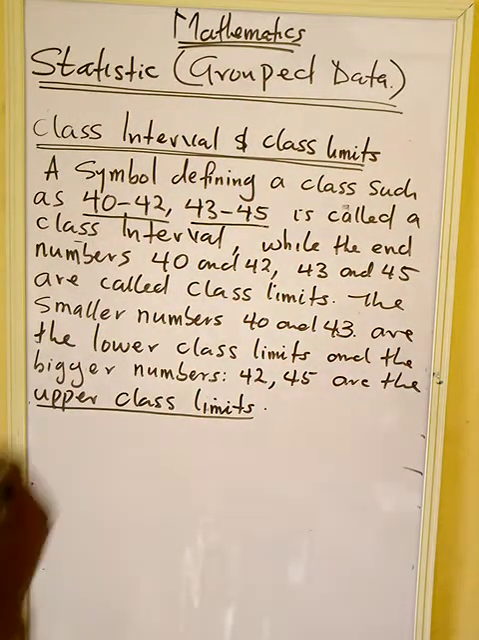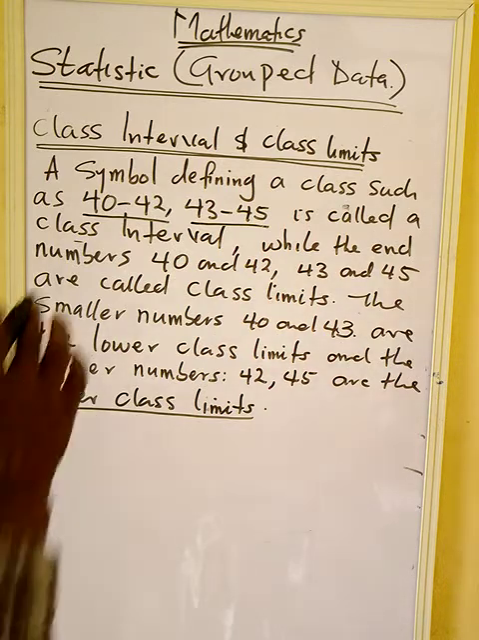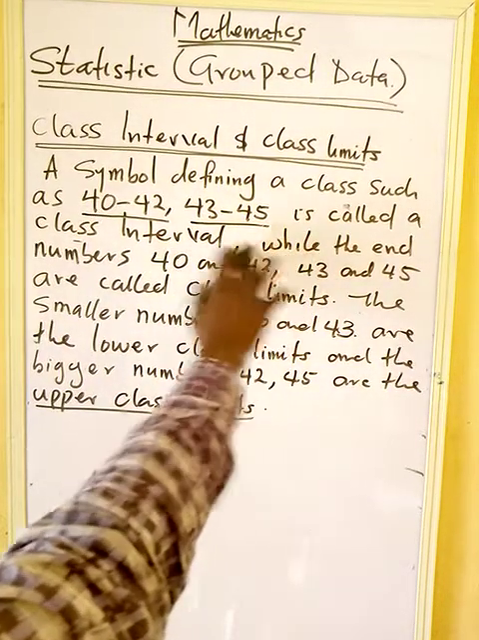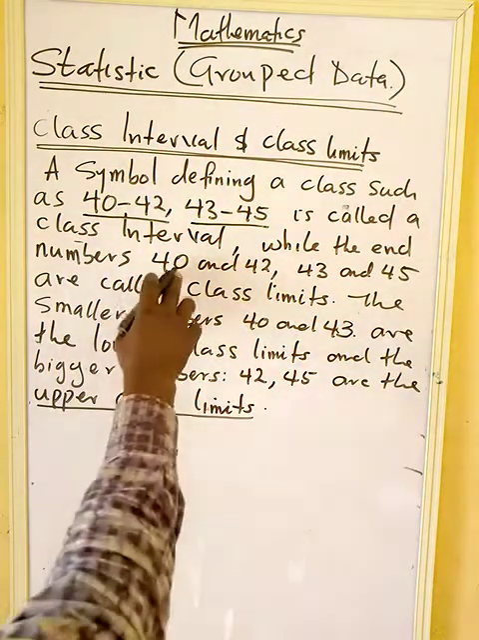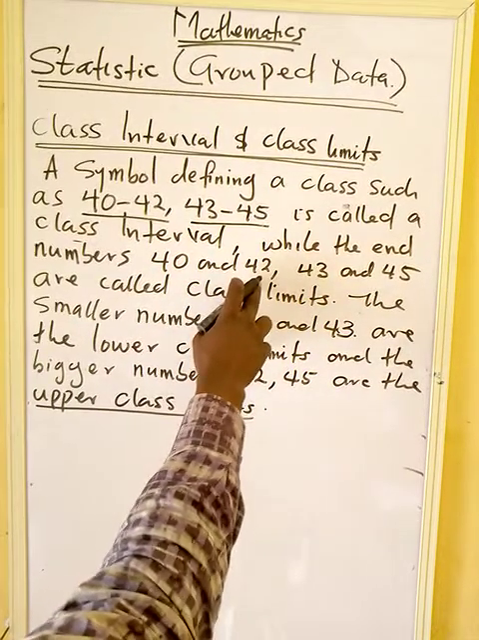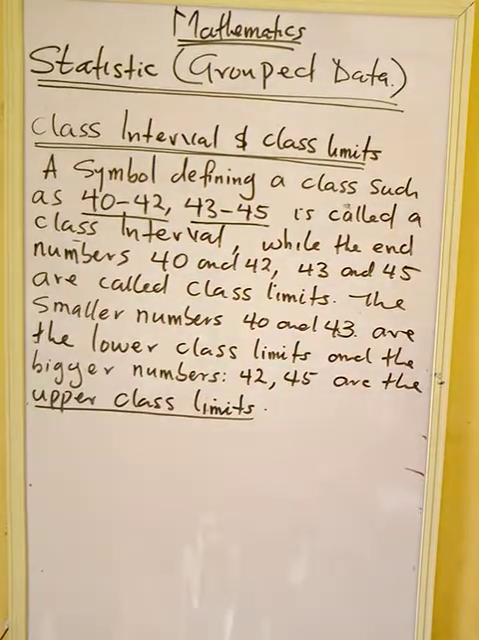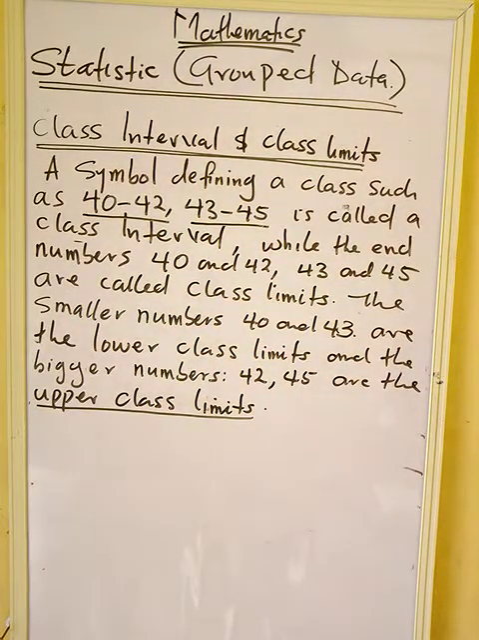While the odd numbers, all these are odd numbers, 40 and 42, 43 and 45, are called class limits. All of them are called class limits, but we differentiate them into two. Some are smaller numbers and some are bigger numbers, that is the upper number.